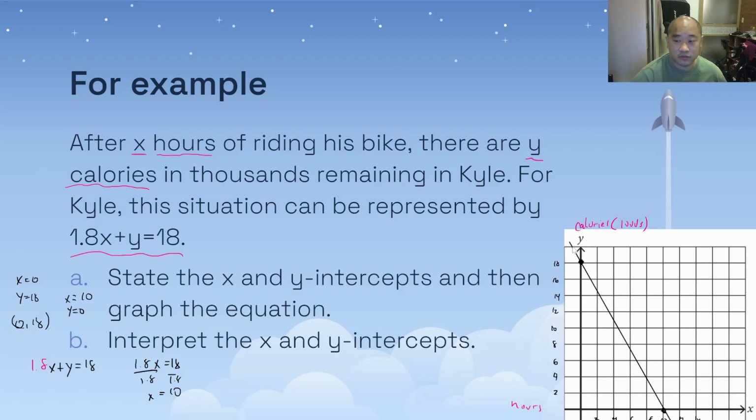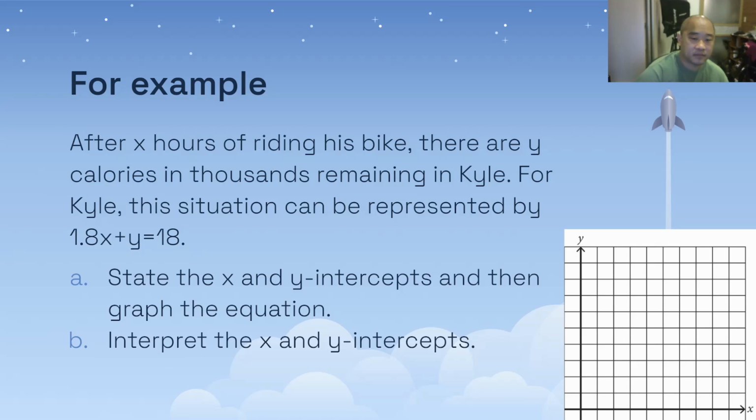So this is the number of calories that he has in thousands. It's dropping as we go. So that's what interpret means. Interpret means to explain to someone who's not looking at this word problem or this graph, who doesn't understand what's going on. How would you explain these intercepts? This one means that Kyle has not started biking yet, and he has 18,000 calories in his body to use. And this one means that after 10 hours of riding his bike, Kyle has no more calories to use and he must rest.